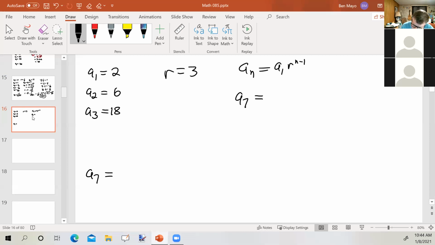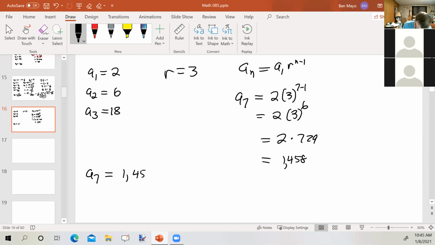Okay. So a sub 7 would be a sub 1, which is 2, times r, which is 3, to the n minus 1 power, which would be 7 minus 1 power. So we've got 2 times 3 to the 6th power. 3 to the 6th power is 729. That times 2 is 1458. So the 7th term in this geometric sequence is 1458. Any questions there? Okay.